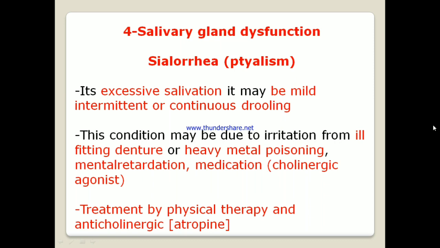Salivary gland dysfunction. Sialorrhea, or ptyalism, is excessive salivation. It may be mild, intermittent, or continuous drooling. This condition may be due to irritation from ill-fitting dentures, heavy metal poisoning, mental retardation, or medication such as cholinergic agonists. Treatment is by physical therapy and the anticholinergic atropine.